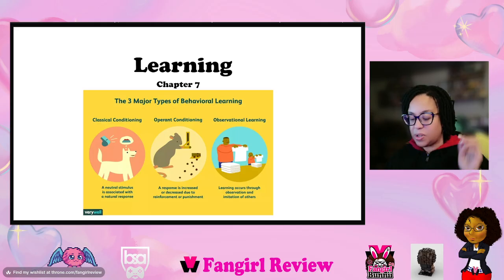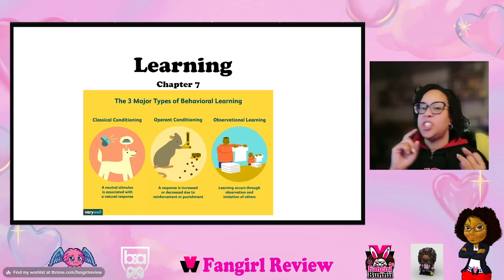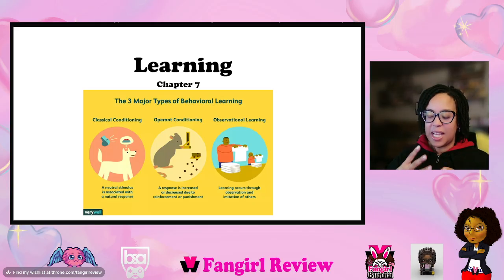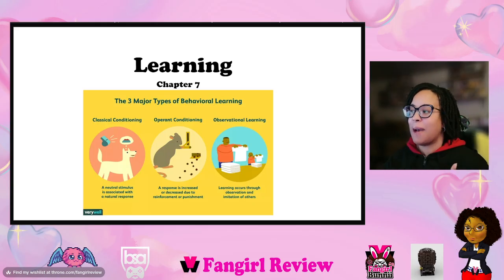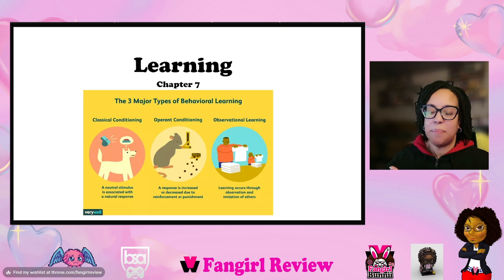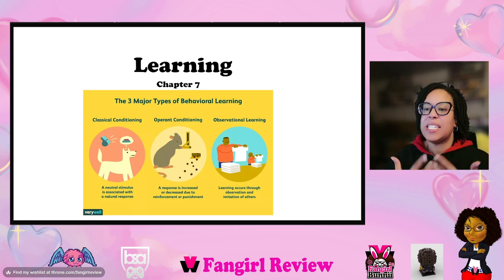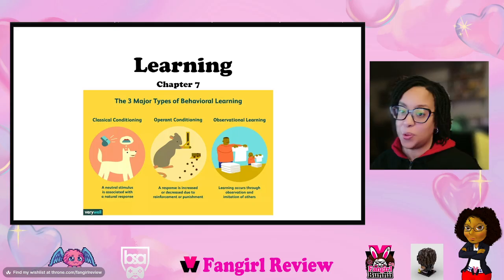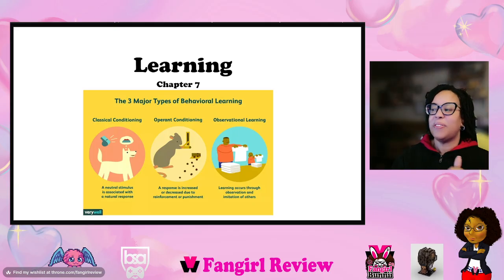Classical conditioning. Some of the terms that you have to learn is your unconditioned stimulus. That's a stimulus that elicits a response in the absence of learning. So what does that mean? What is an example of a stimulus in the absence of learning? That can include food. That's a great stimulus. Good food is a great example of a stimulus.